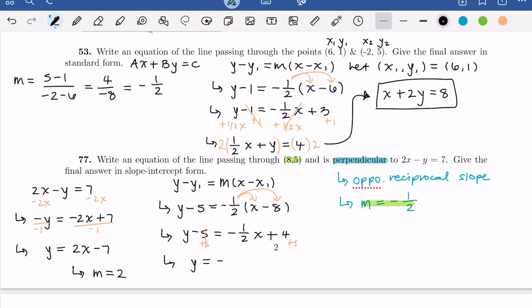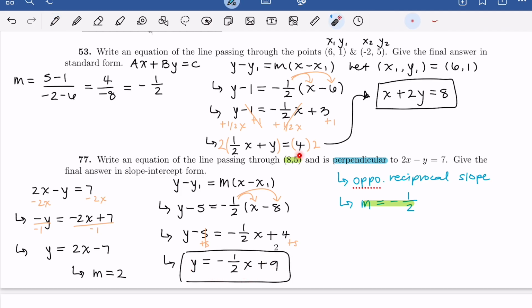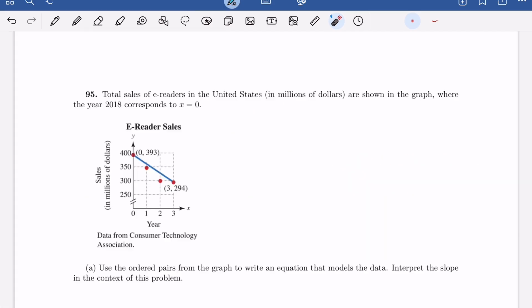Our final answer is then going to be negative 1/2 x, that's going to be our slope, plus 9, which is our intercept. So this would be our final answer here. This is the equation of the line that's going to pass through this point and is going to have slope equal to this, which will make it perpendicular to this line here.